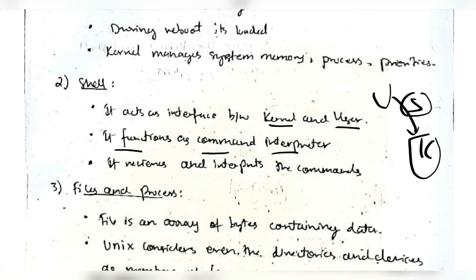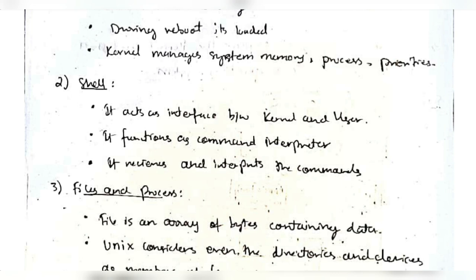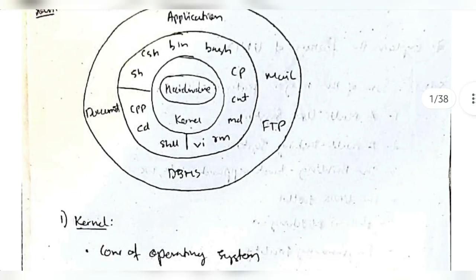It acts as a command interpreter. It receives and interprets the commands. Okay, that's the second thing. What is the first thing? Kernel. The second thing is shell. After you have defined kernel and shell, then the last thing which I told you, the application part.